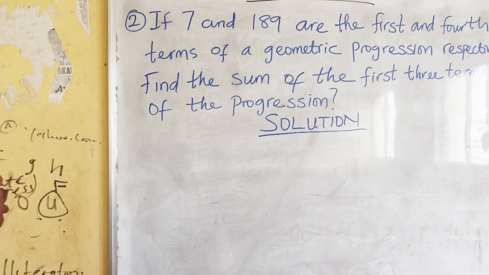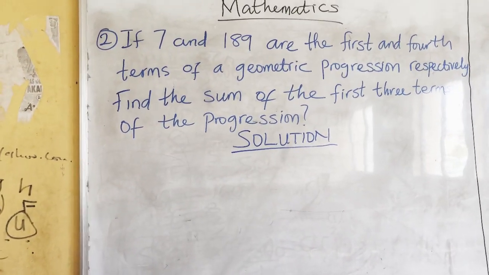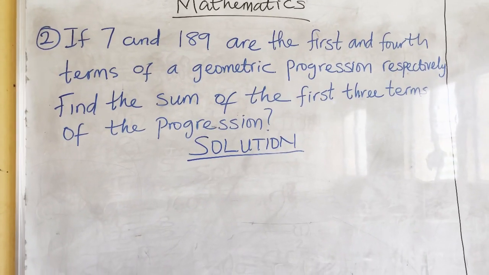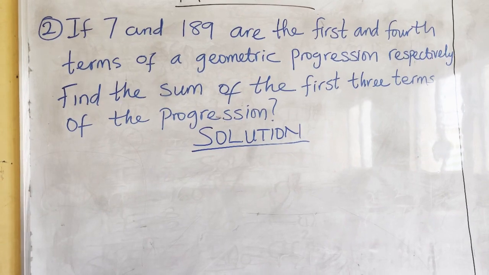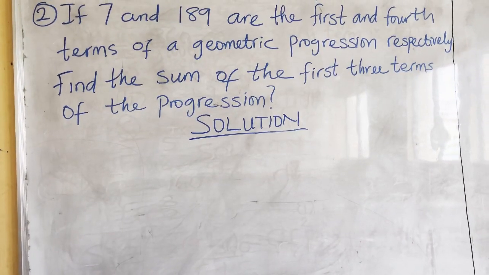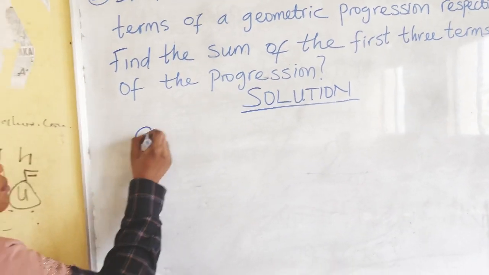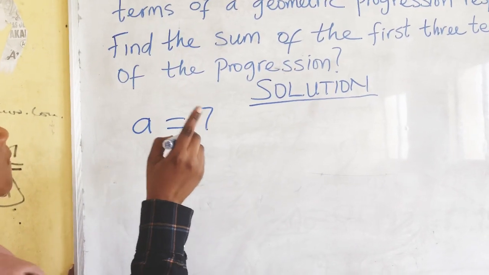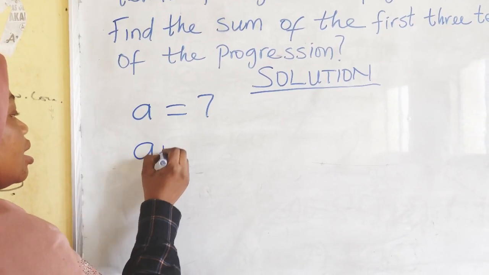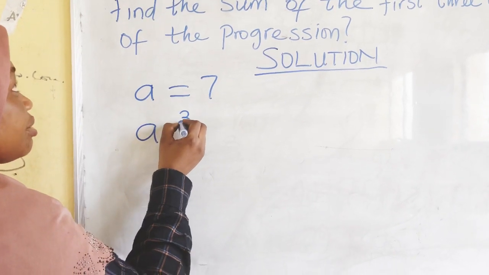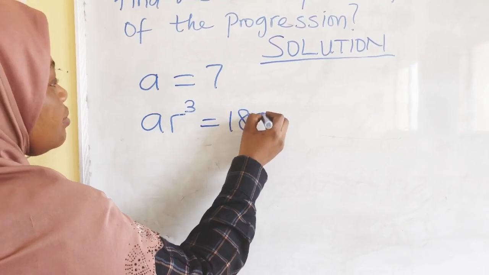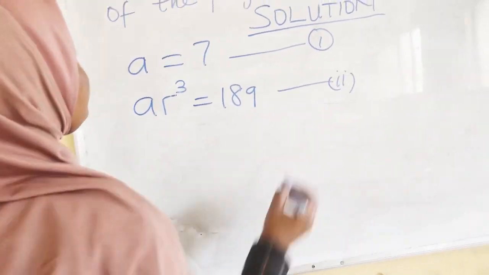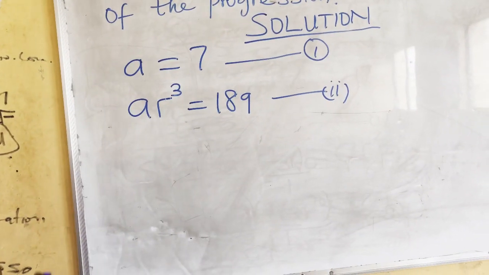Okay. Question 2. If 7 and 189 are the first and fourth terms of a geometric progression respectively, find the sum of the first 3 terms of the progression. So solution, the first term A is equal to 7. The fourth term in a GP is equal to A multiplied by R raised to the power 3, equal to 189. Let's call this equation 1 and this equation 2. So find the sum of the first 3 terms.